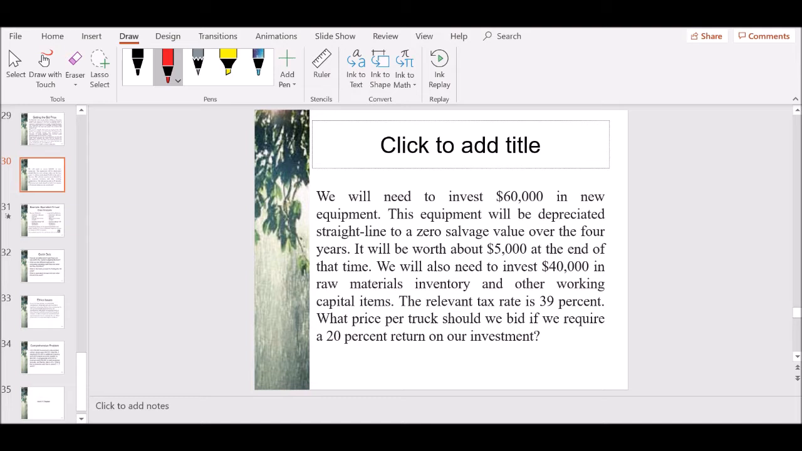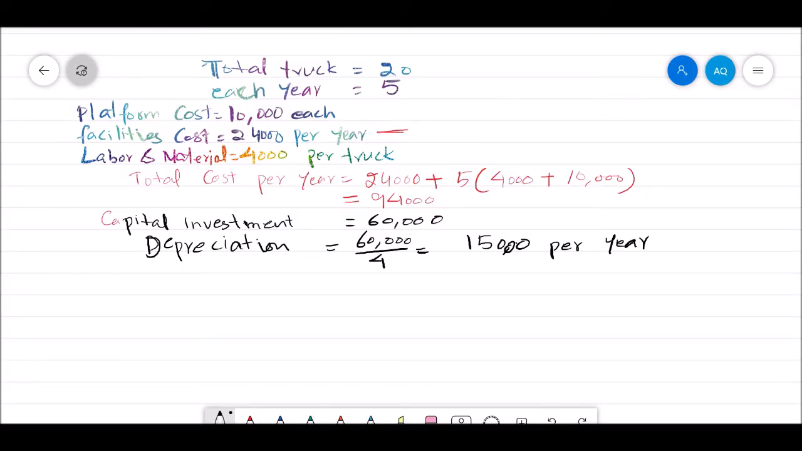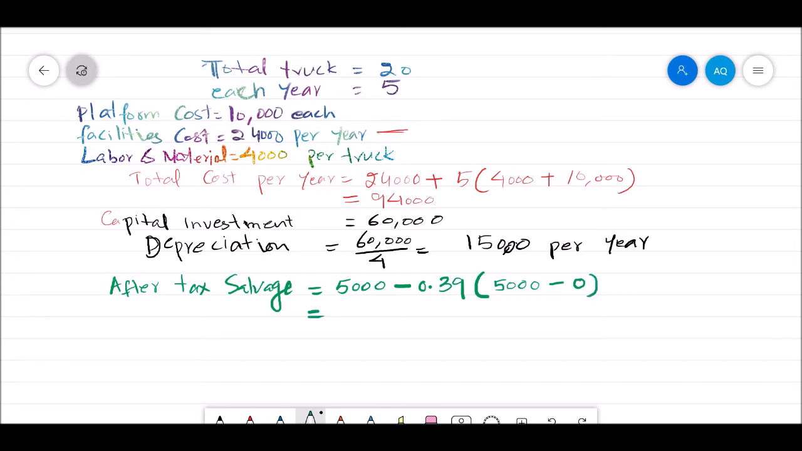It will be worth 5,000 at the end of that time. So the salvage value is 5,000. What we need is after tax salvage. From the previous formula, we know that salvage value minus tax rate, which is 39% in this example, bracket, then salvage value minus book value, which will be 0 in this case. If we calculate all of this, we will get after tax salvage value of 3,050. These are our capital investment.